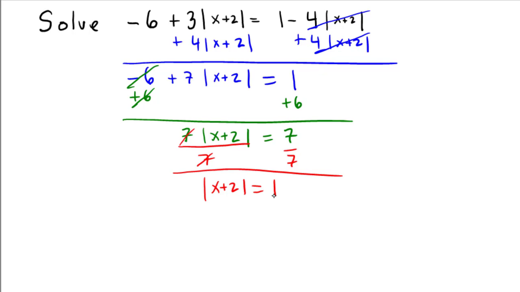Okay, so now we're finally ready to do the two equations. Our positive equation would be x plus 2 equals 1. Exactly what we see, but with no absolute value. So subtract 2 from both sides, and we see that x equals negative 1.